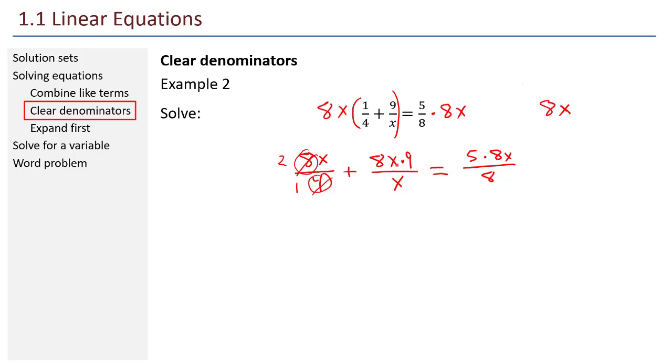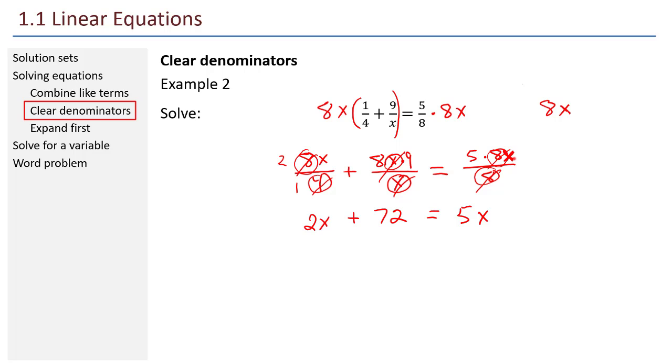Oh, this is nice. This guy in the middle, I have a factor of x on the top and a factor of x on the bottom, so those cancel away. And on the right, factor of 8, those cancel each other. So after reducing, this looks like 2x plus 8 times 9 is 72 equals, and 5x remains on the right. Don't forget there's a little x right over there.